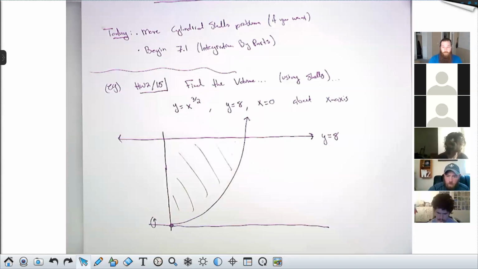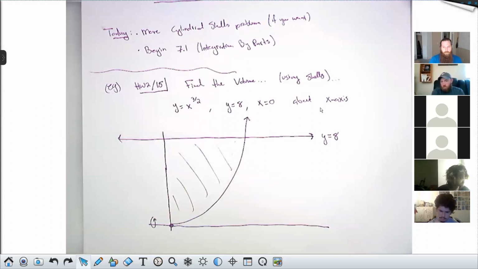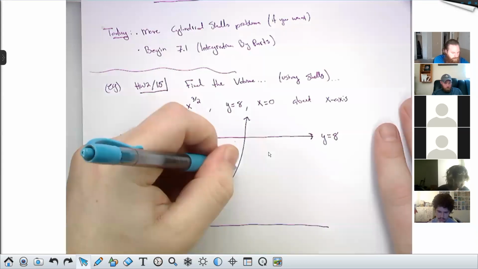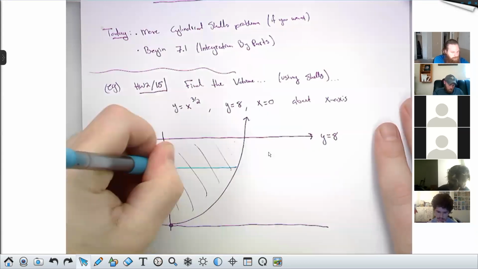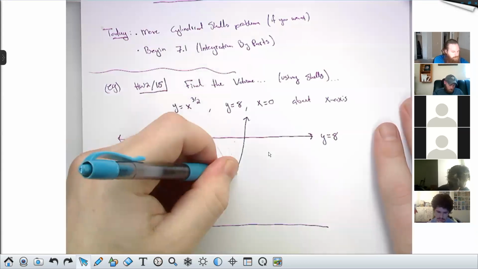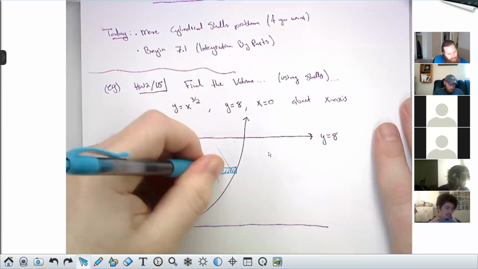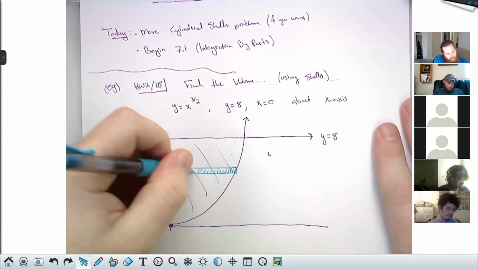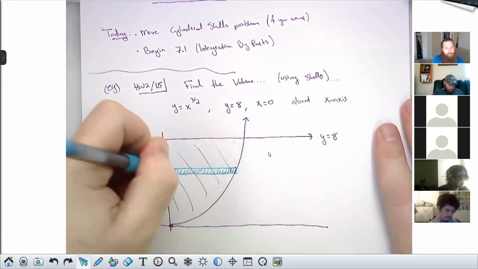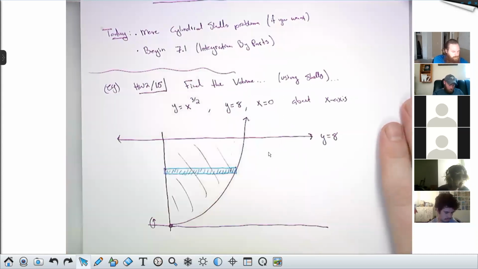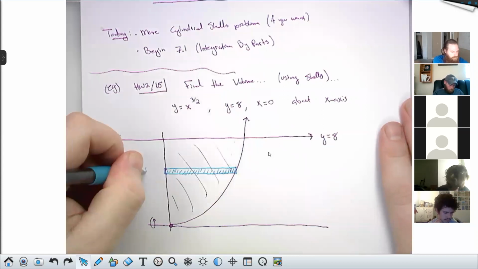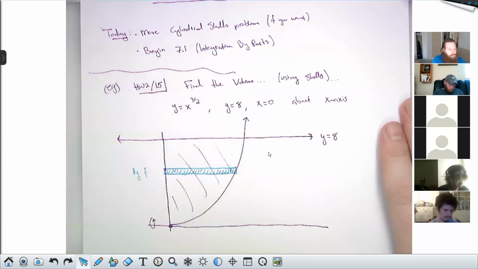Horizontal. Good. It'll be horizontal because it needs to be parallel to the axis of rotation, right? That's what makes this method this method. So draw in my strip. Its thickness is a little dy thickness.